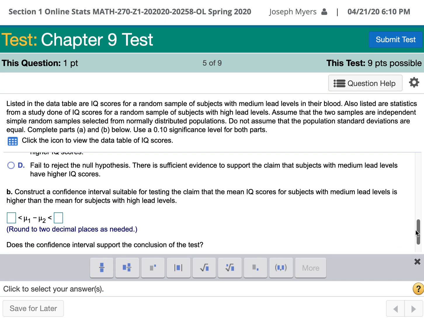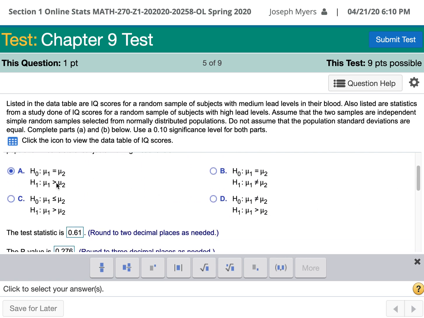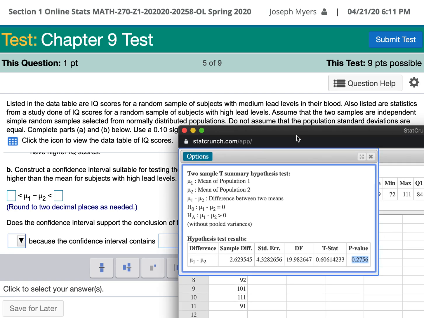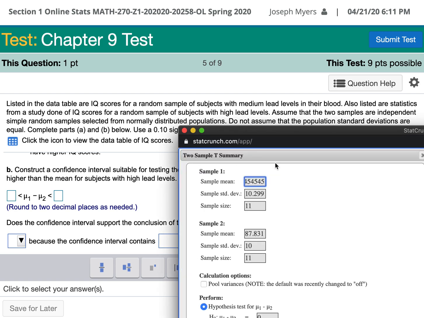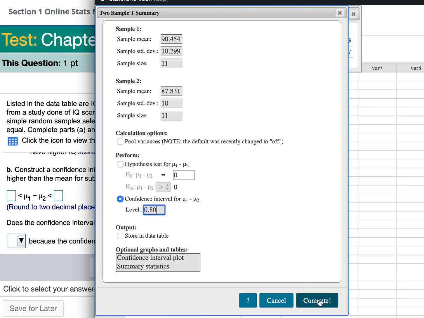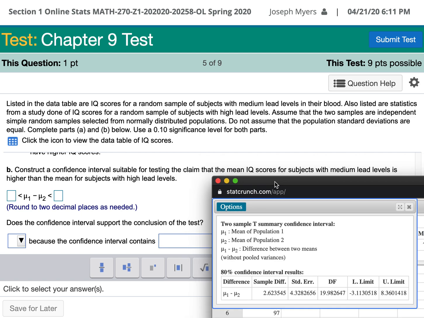Okay, now let's do a confidence interval. So notice that this hypothesis is a one-sided hypothesis. It's a one-sided hypothesis with a 10% significance level. That would be equivalent to a two-sided hypothesis with a 20% significance level. So we're going to go here and do the options. Have a 20% significance level, which means it's an 80% confidence interval. And we'll click compute. So the confidence interval is right here.